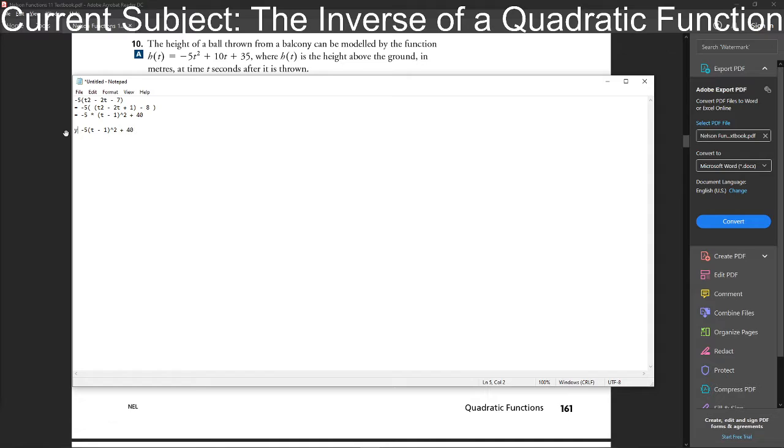So we're gonna do y minus 40, and then we are gonna do that divided by -5, square root it. Man, so like, can we do a square root symbol in Notepad? Wait, I had a square root symbol here. Where was it?